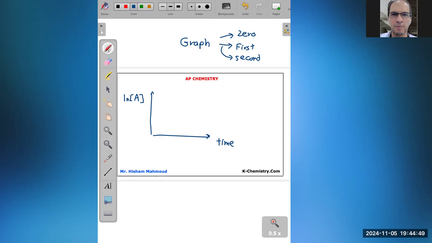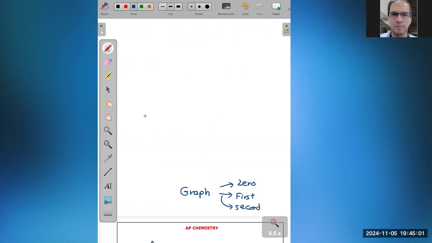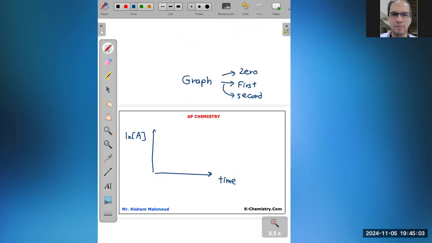And then we'll see the graphs all together. So if you run a reaction by experiment, and then you see that the graph of the natural log of A versus time is a straight line, you can automatically know that this is a first order reaction.